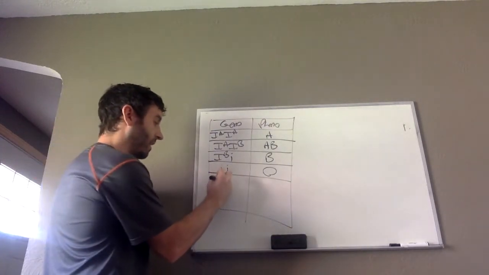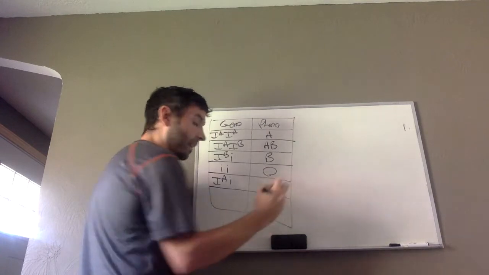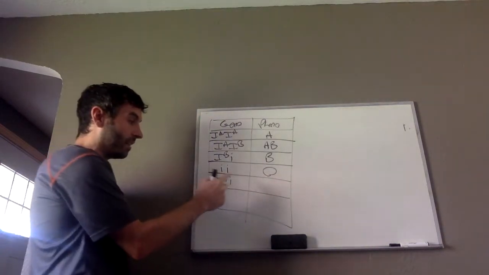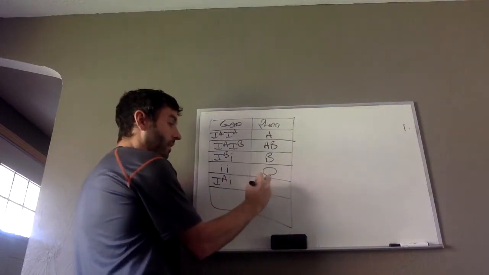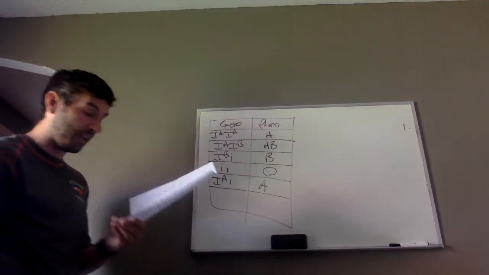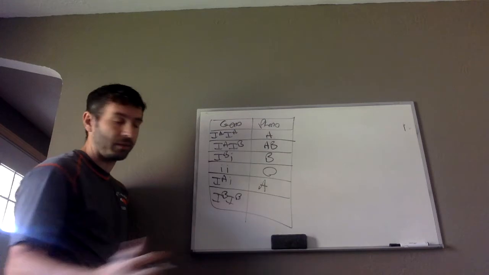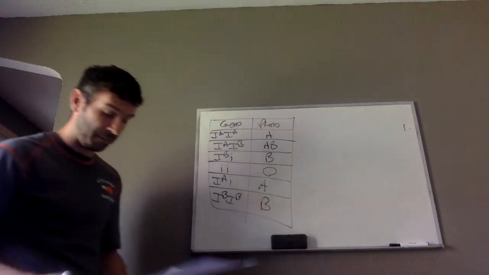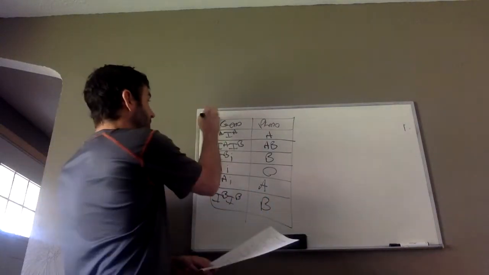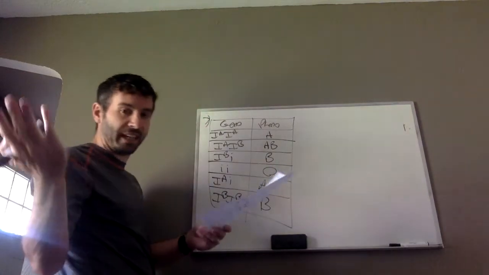Okay, the next one is heterozygous for the I allele because they have one A and one recessive. That person's blood type A. And then finally, homozygous for the IB allele is automatically blood type B. Okay, that was 7.